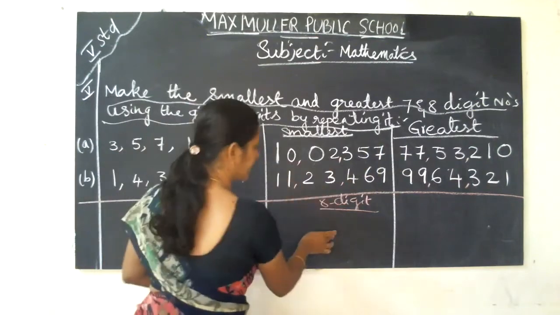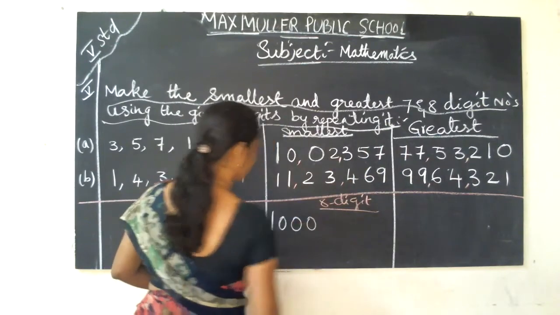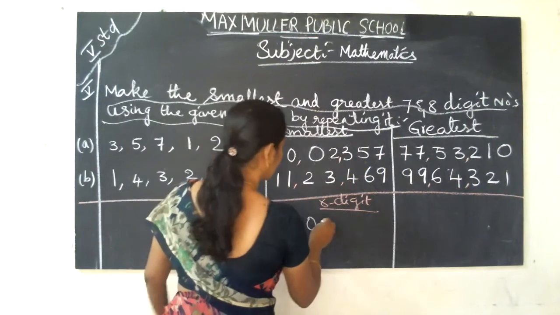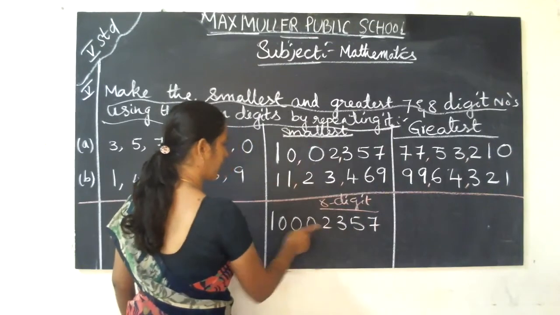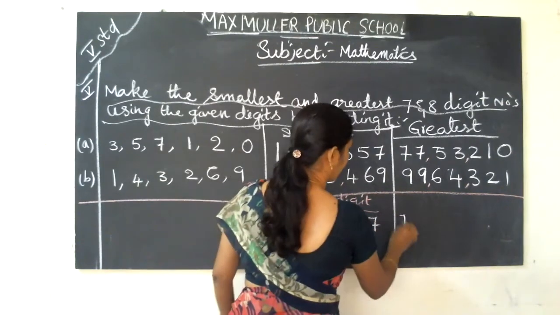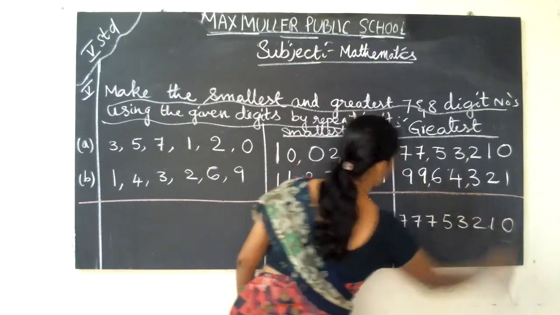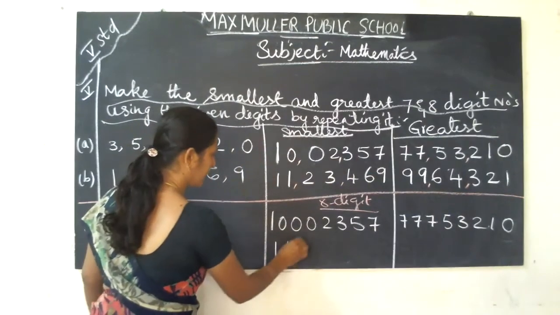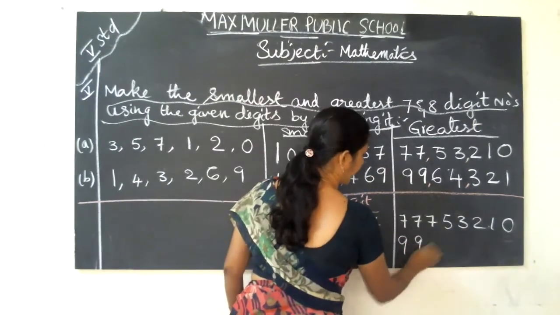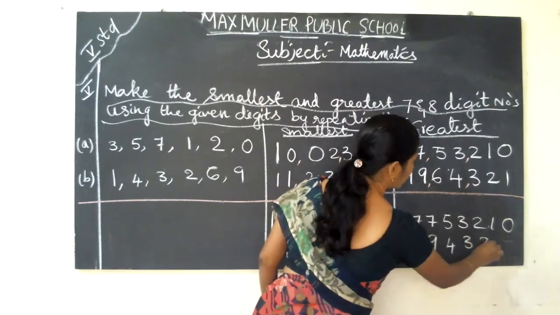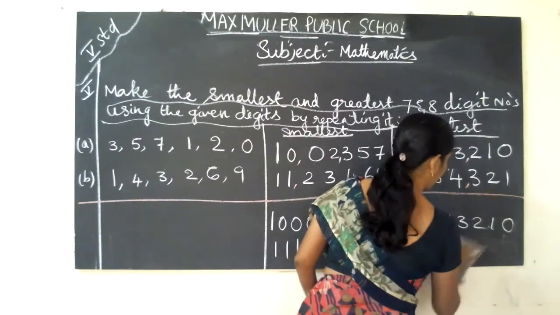For this, we take the same numbers, the same 8-digit number. 1, 0, 0, 0, 2, 3, 5, 7. Okay, 1, 2, 3, 4, 5, 6, 7, 8. Here 7, 7, 7, 5, 3, 2, 1, 0. Here 1, 1, 1, 2, 3, 4, 6, 9. Here 9, 9, 9, 4, 3, 2, 1. Sorry, 6, 4, 3, 2, 1. 6 I have left here.